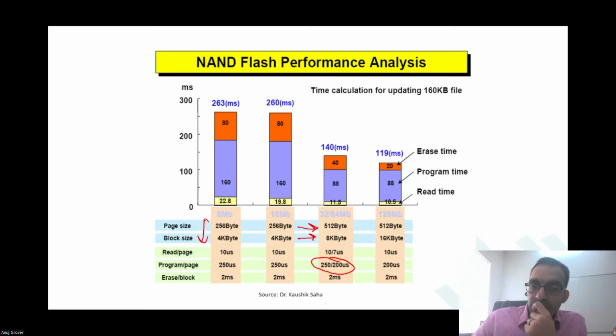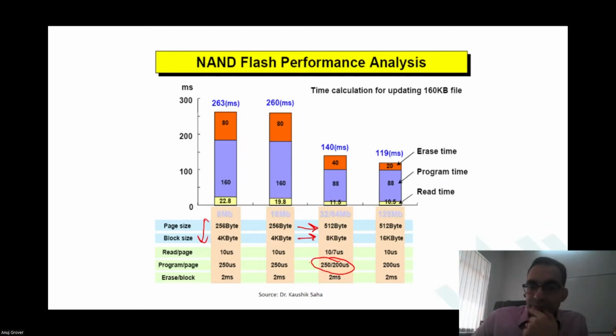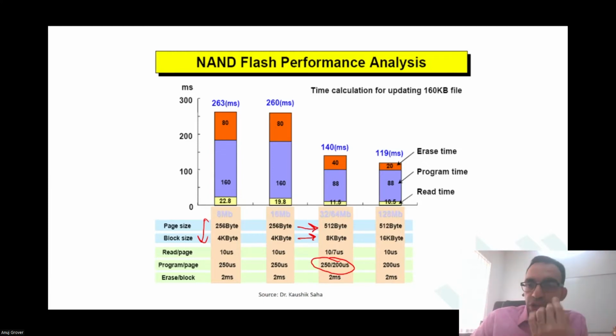Because more number of cells have been programmed at once, because your page size has increased. So if you wanted to update a particular file, you now need fewer program operations. If you change the block size, then what happens?